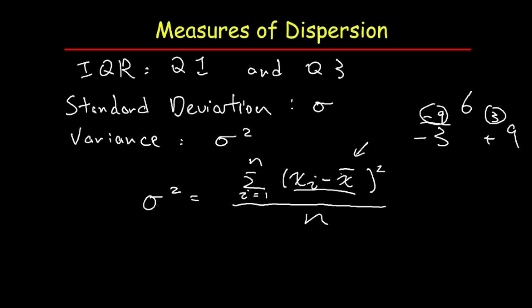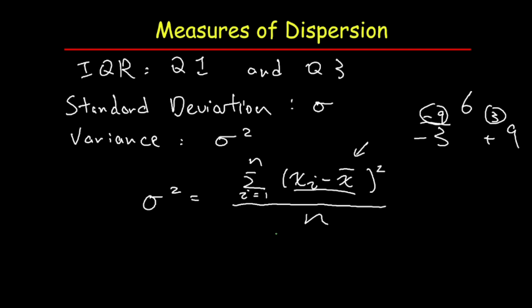So this basically represents the distance from the mean, or how dispersed the data is. Then we sum it up from 1 to n, and we put it all over n. So standard deviation would be the square root of this.